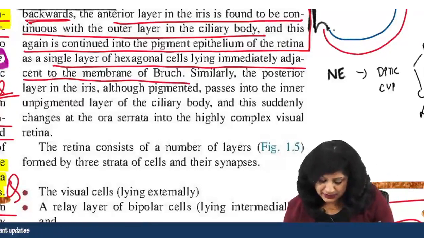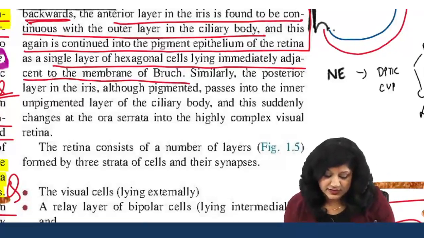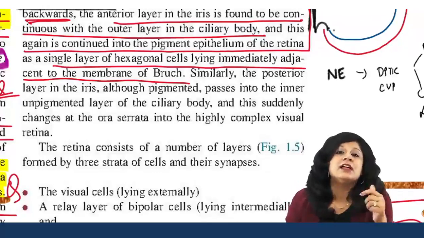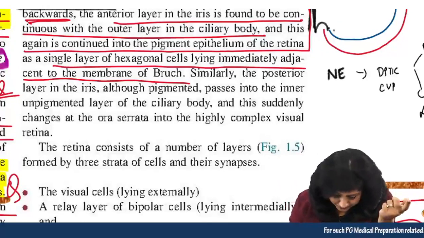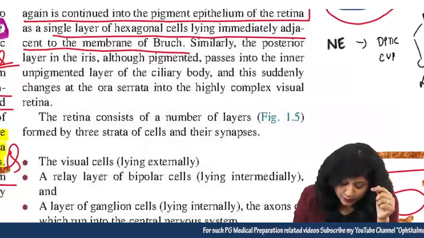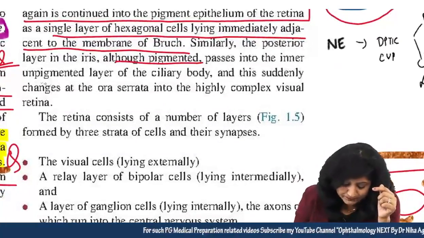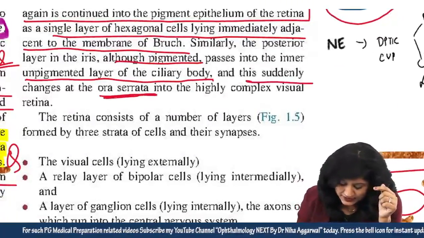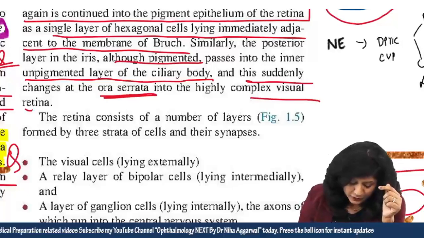The pigment epithelium of the retina is a single layer of hexagonal cells, because you know RPE layer is the outermost layer of the retina, and that is continuous with the basal lamina of the choroid, that is your Bruch's membrane. Similarly, the posterior layer of the iris is, although pigmented, passes into the inner unpigmented layer of the ciliary body, and this suddenly changes at ora serrata into highly complex visual retina.